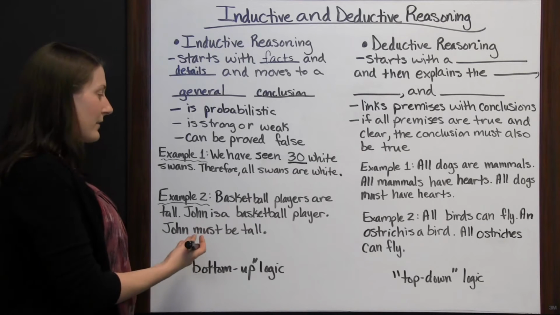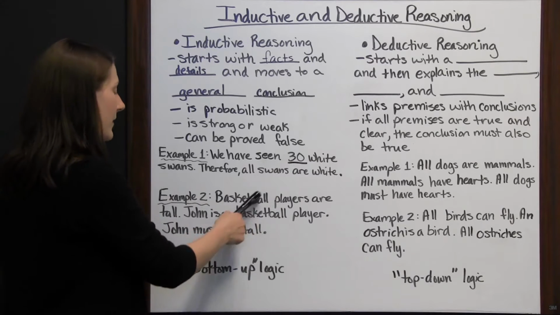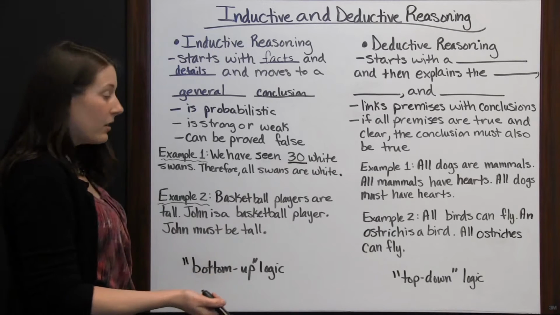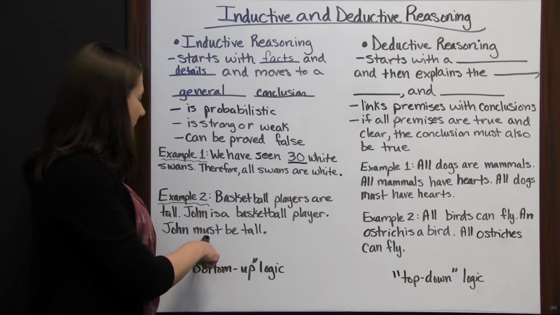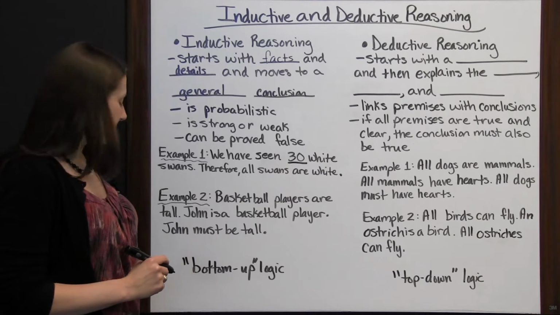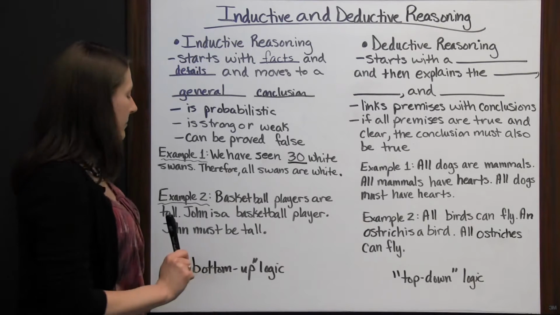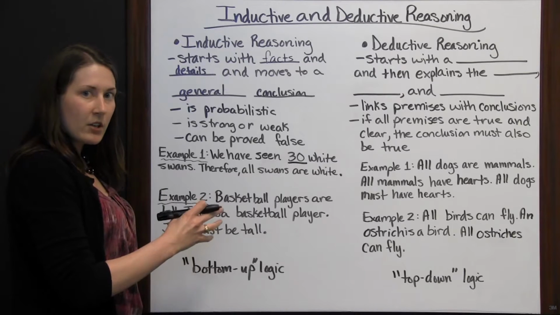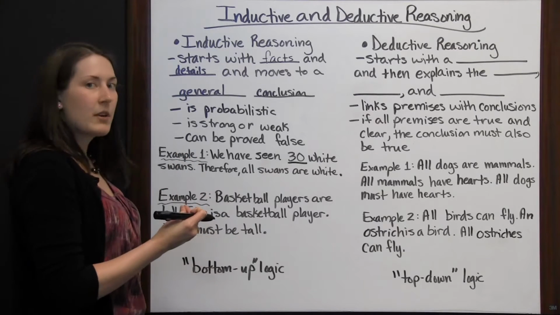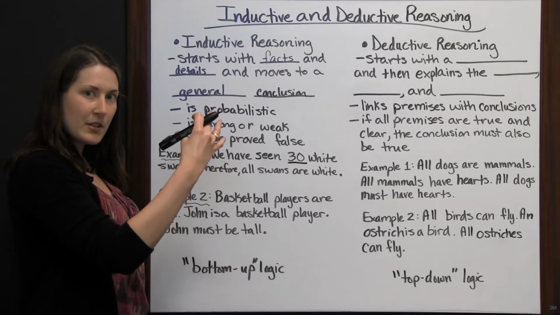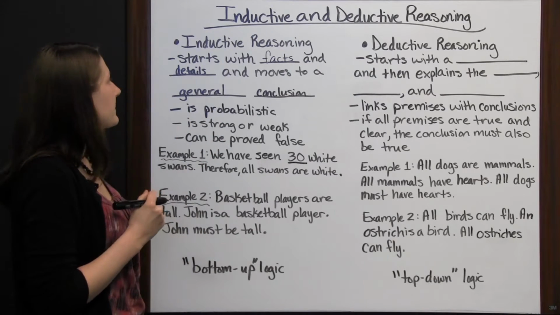We just use inductive reasoning, knowing that the basketball players are generally tall, and knowing that John is a basketball player, to figure out that John is probably tall. This is called bottom-up logic. We start at the bottom with our examples, and we build on those facts, details, examples to come to a conclusion. So bottom up to the top to build our conclusion.